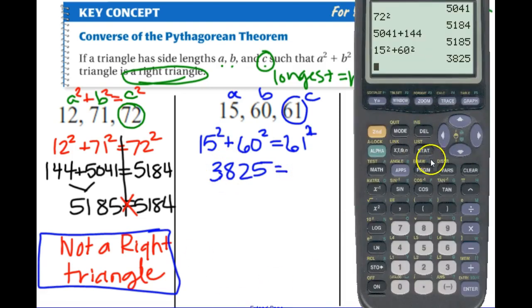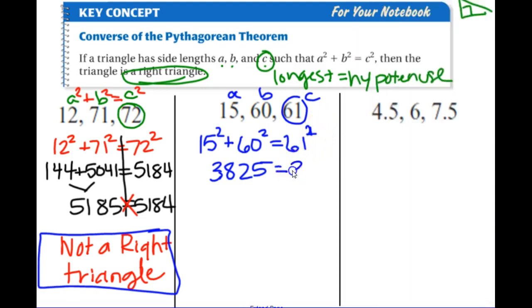And then let's plug in 61 squared. For those of you that don't know, this also means to the power of 2, so either one you'll get the same answer. 3,721. Well, these numbers are very different, so we know they're not equal, so this one's also not a right triangle.